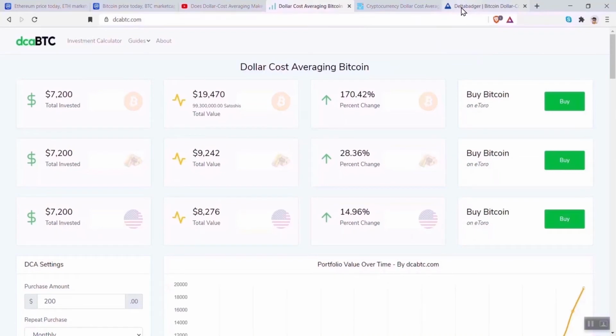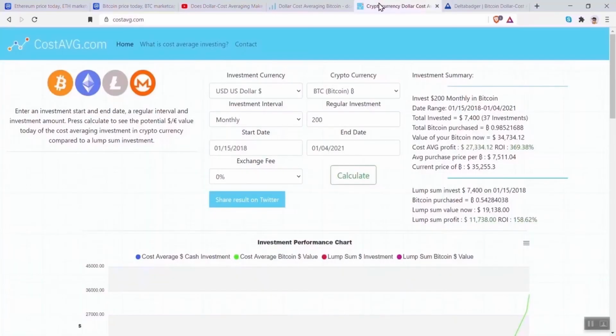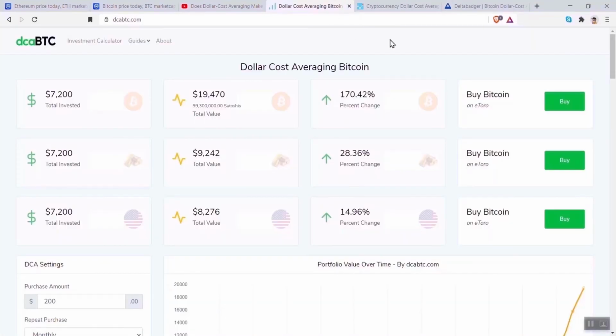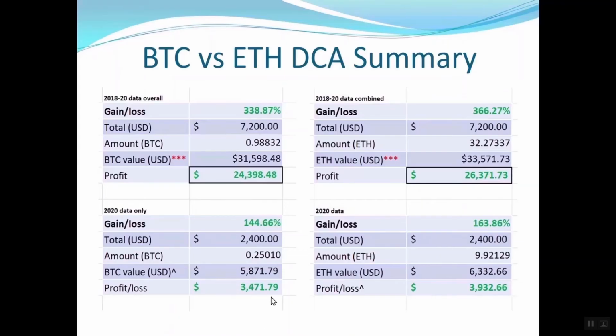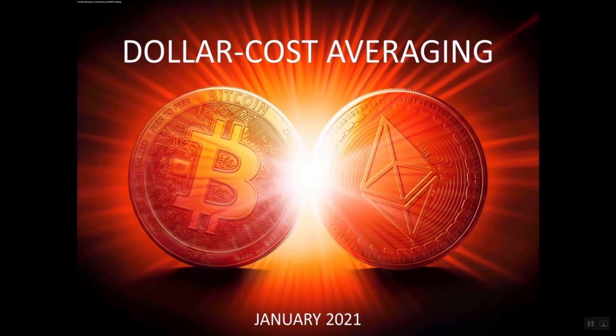The good thing is, as time progresses, I expect more of these websites to pop up. It's going to become even simpler. You can then compare other crypto assets and see how some of the major ones compete with each other, how they perform relative to conventional assets as well.